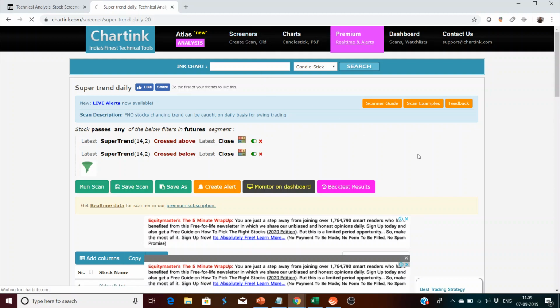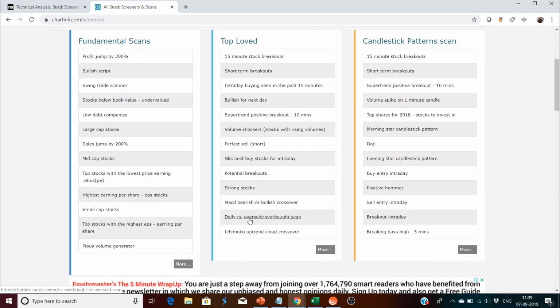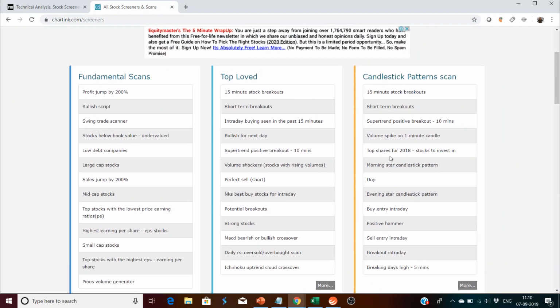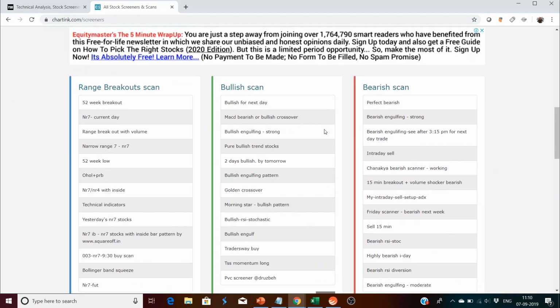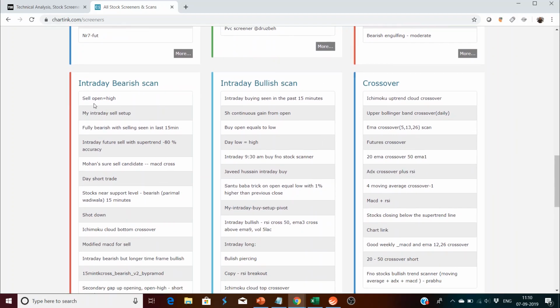So this is how you can scan, and there are a lot of scans you can be comfortable with. You can use Bollinger Band scans, RSI scans, super trend, buy intraday, doji, candlestick patterns like bullish engulfing. Bollinger Band squeeze is also a good scan. One of my favorites in the initial days was open equal to high and open equal to low. I used to pick up stocks with open equal to high and short every day, and that gave me really good profit.